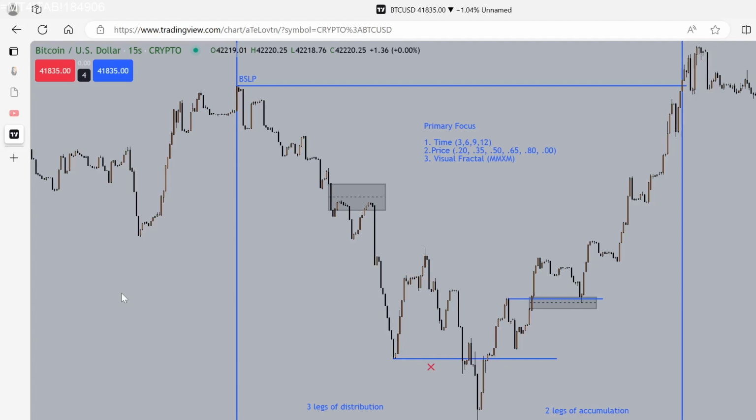So we're going to have to look at time and price. We're going to have to be focused and aware of the time and the price. When these two things overlap, time and price, you're going to get a visual fractal, a visual representation of time and price overlapping. And this is ultimately known as the market maker buy and sell models.